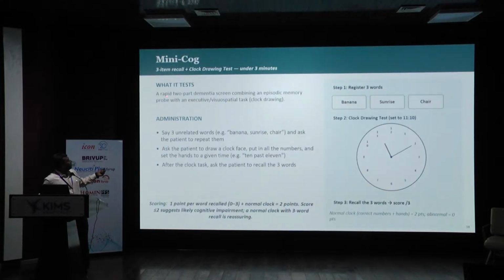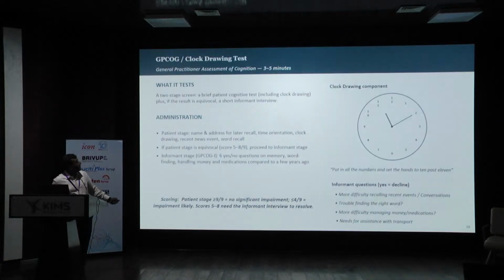In the Mini-Cog test, there are two parts: a 3-word registration and recall, and clock drawing. If the score is 4, then it is normal. A score of less than 2 means we are dealing with some case of cognitive impairment.